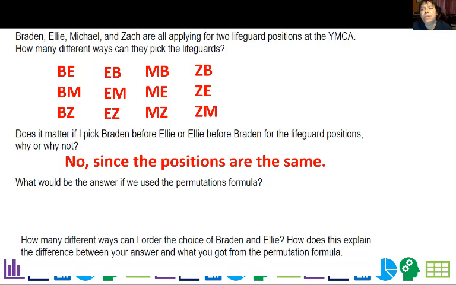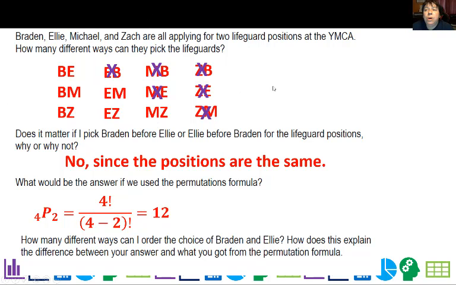So I'm going to start getting rid of some duplicates, like Ellie and Braden I already have because I have Braden and Ellie. This is unique. That's unique. Michael and Braden. Oh, that's Braden and Michael. Michael and Ellie, I already had Ellie and Michael. And this one's new. And then the rest of these are all dupes. So really, there are only 6 different ways to pick them. Would I get 6 if I used a permutations formula? No, I'm actually going to get 12, which is the original 12 here.